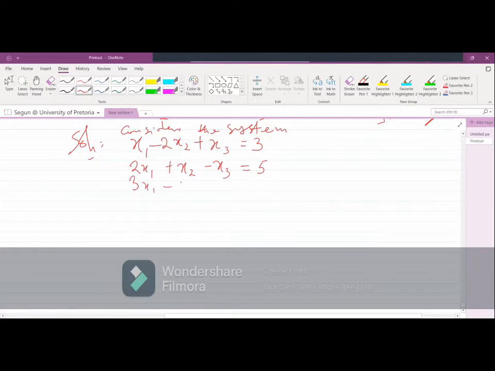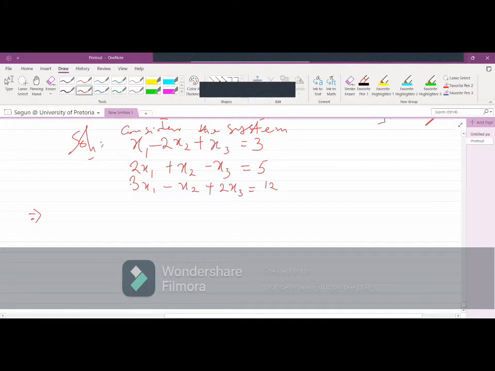3x1 minus x2 plus 2x3 equals 12. Now, the first thing you need to know is to find out whether the inverse of a matrix exists. How do we find out? Let's first extract our matrix from the equations.